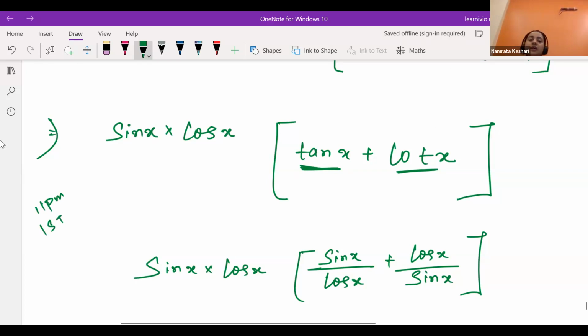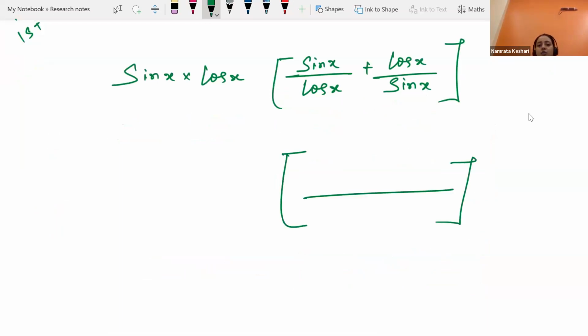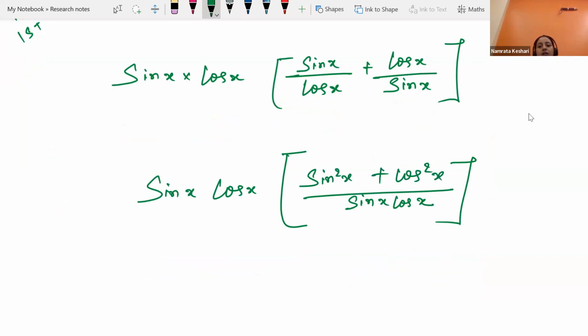So, yes, Ali and Alina, let's continue with the same. Take the LCM. Tell me what are you getting. Sin x cos x will be the LCM, right, Ali and Alina? Yes, ma'am. Sin square x plus cos square x. And you can see we are done. One we are getting exactly, right? Yes, ma'am.